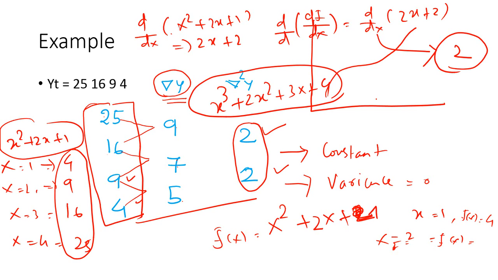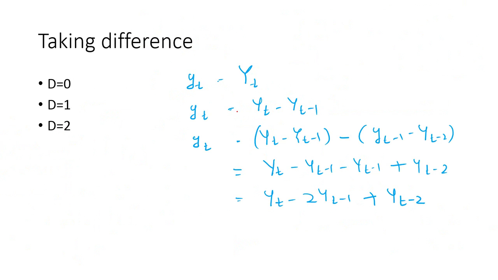It could be second order, third order, and so on. So what we can do is use this same method, taking the difference, in order to reach some sort of stationarity, and then the stationary models can be applied, and then the forecasting can be done. All right. Now let's understand a bit about taking a difference.